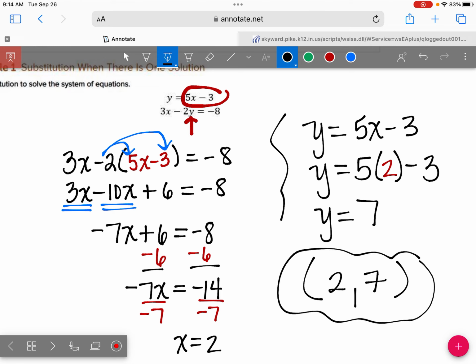So we started off by graphing. If we were to graph these two lines, they would intersect at 2, 7. But instead of graphing it, we're using another method to figure out where they would intersect. All right, so we're going to do a couple more.